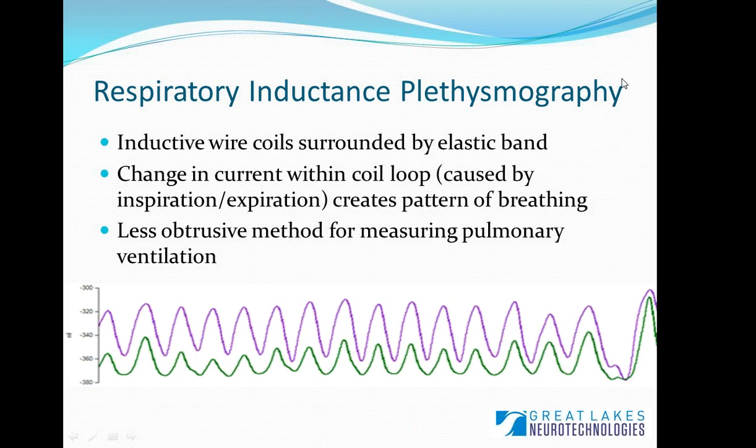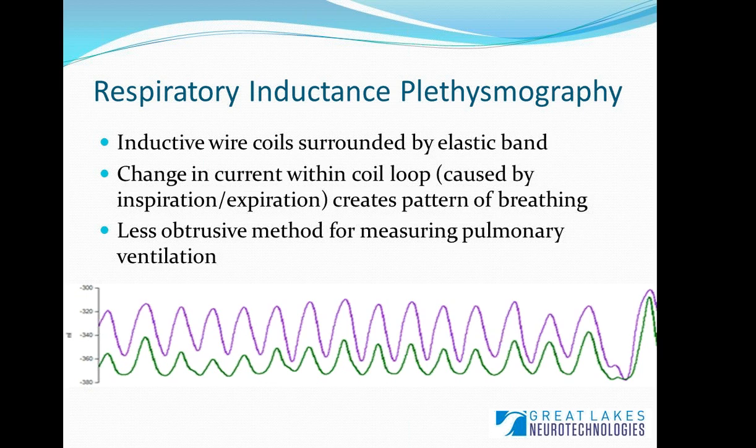What's nice about RIP is that you can measure the same types of respiratory parameters that you can with a pneumotachograph, but in a very unobtrusive way. It's just a few bands that are worn around the center of the body, the midsection. They're very comfortable and easy to wear for longer periods of time.